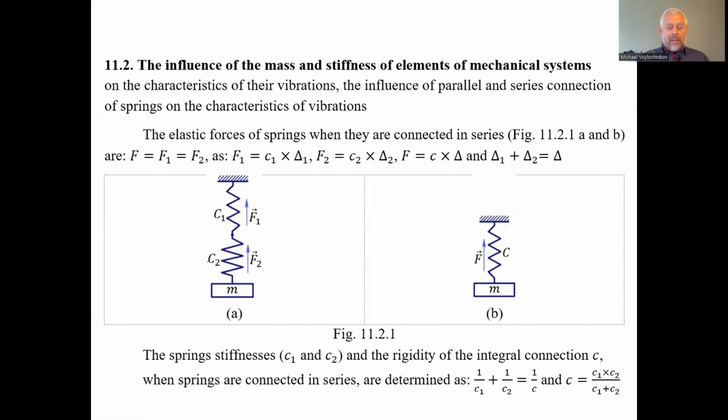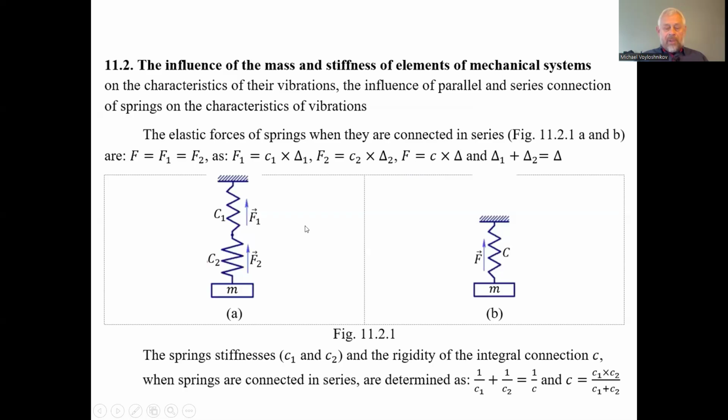And the force which arises in the first spring is equal to the product of the elasticity index of the first spring by the deformation of the first spring. Exactly for the second spring, the force of elasticity is equal to the multiplication of the stiffness characteristic of the second spring by the deformation of the second one.